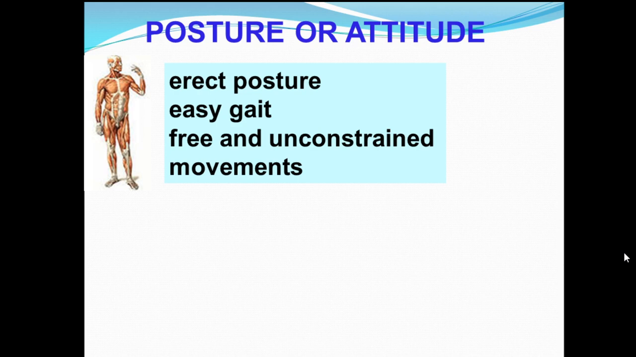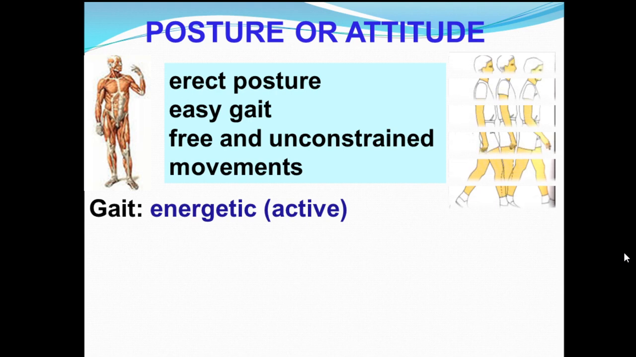To assess posture, you must ask your patient to walk along the room. Usually in doctor's practice, we assess posture immediately when the patient enters our room. On exam, you ask your patient to stand and walk along the room. And I told you, if the patient has erect posture, easy gait, his movements are free and unconstrained, your conclusion will be that gait is energetic or active, which corresponds to the norm.